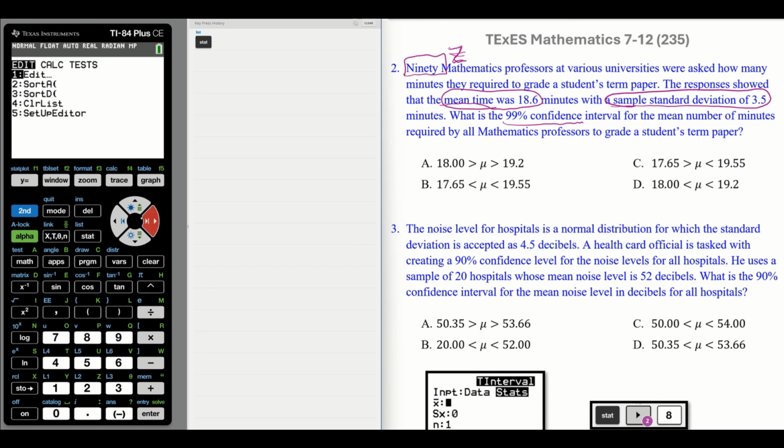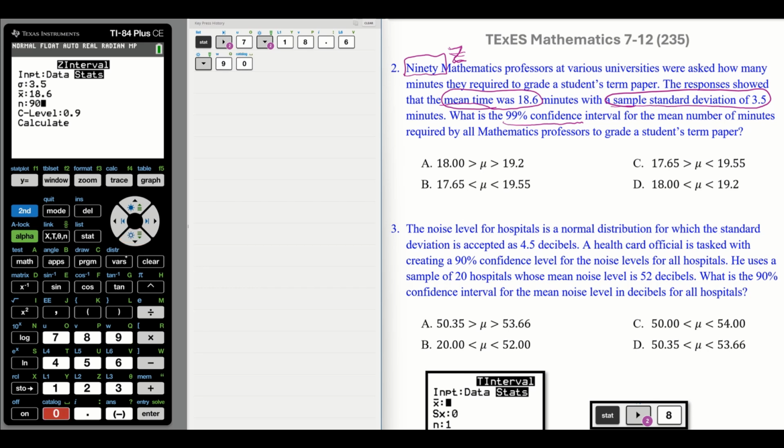Okay, stats, arrow over. We're using number 7 because we're using z. So we have the sample standard deviation in there. And then what is our mean? Oh, okay, our mean is 18.6. And now we go to how many were we using? We're using 90. I'm sorry, it took me a second.